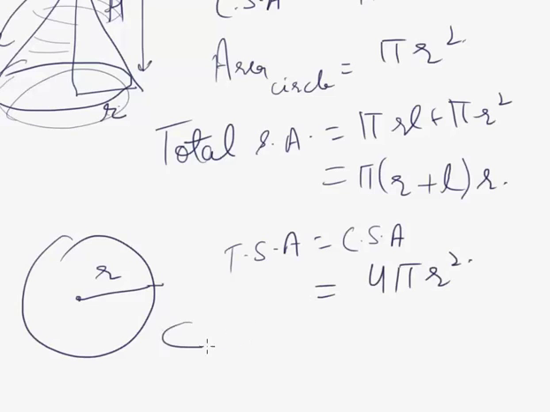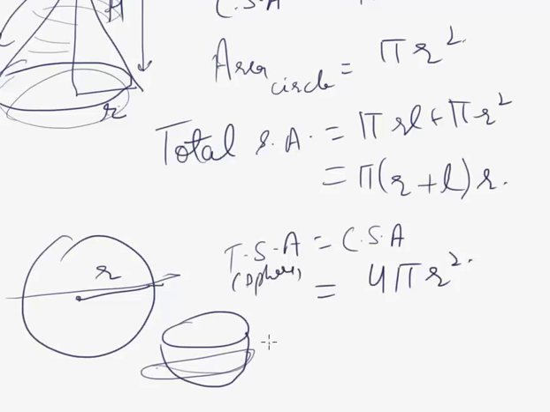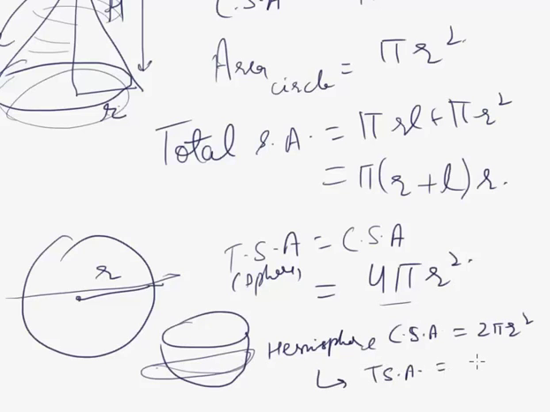But if we are talking about a hemisphere, then the curved surface area, that is this curved part, will be half of the total surface area of a sphere. So for a hemisphere we have a curved surface area which is half of the total surface area of a sphere, that is 2 pi r square. Whereas if we are talking about the total surface area of a hemisphere, it will be 3 pi r square.